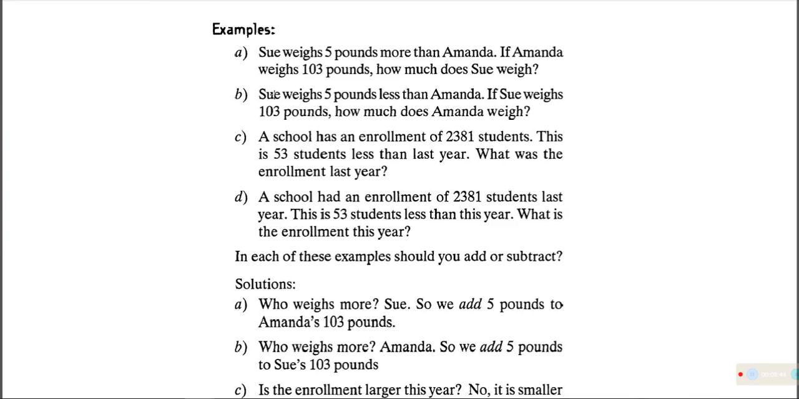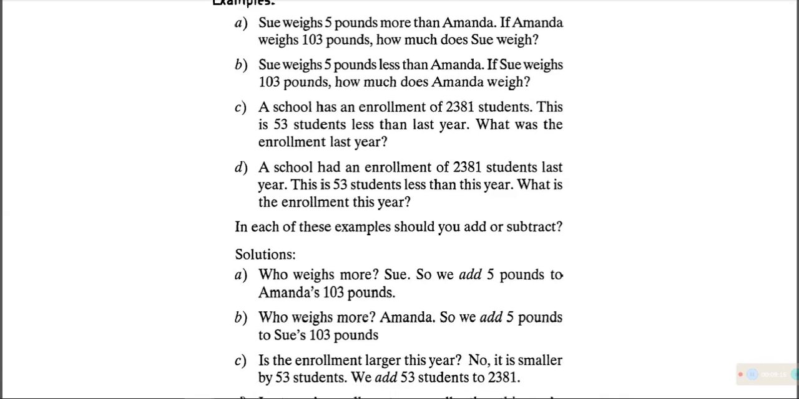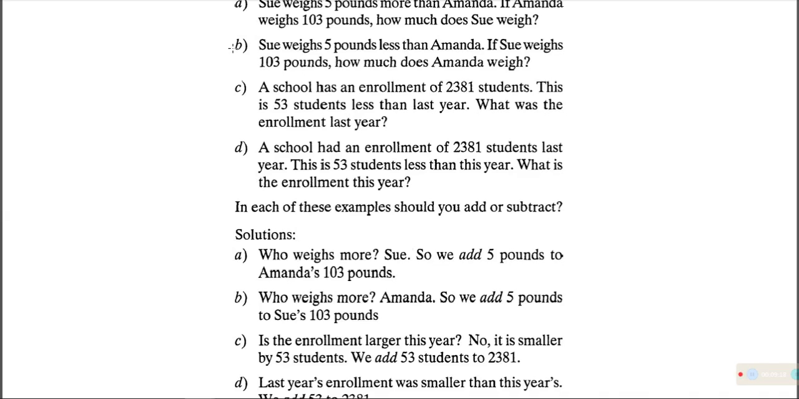Yan. So, example, Sue weighs 5 pounds more than Amanda. If Amanda weighs 103 pounds, how much does Sue weigh? So, si Sue weighs 5 pounds more. So, mas mataas yung timbang niya by 5 pounds. Therefore, we are going to add 5 pounds to Amanda's weight to get Sue's weight. So 103 plus 5, Sue weighs 108 pounds.